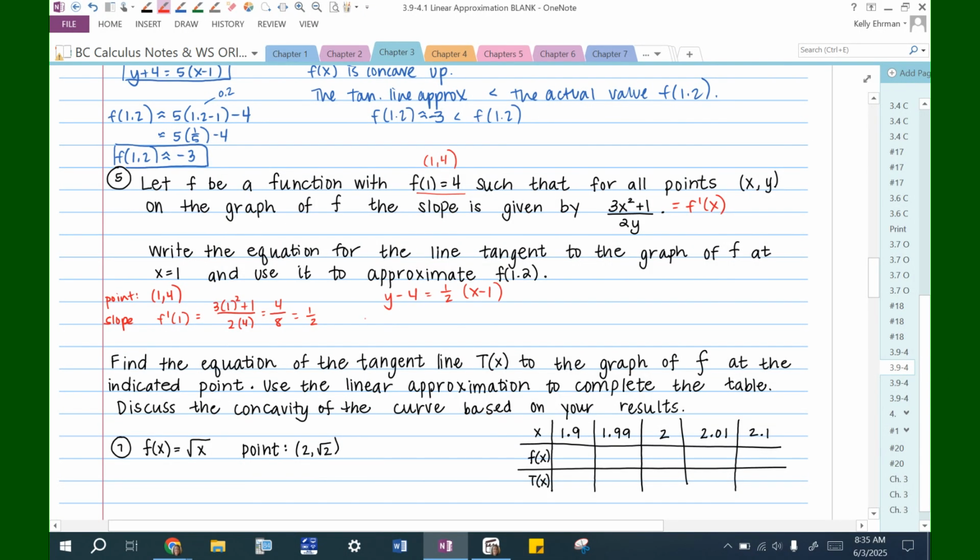Use it to approximate f of 1.2. So f of 1.2 is approximately equal to 1/2 times (1.2 minus 1), add the 4 over. Again, 1.2 minus 1 is 0.2, which is just 1/5, right? 2/10 is 1/5. So 1/2 times 1/5 will be 1/10, plus 4. So that's easy to just call 4.1.